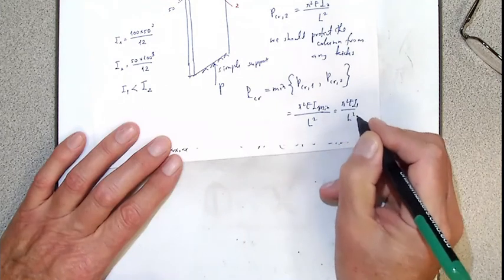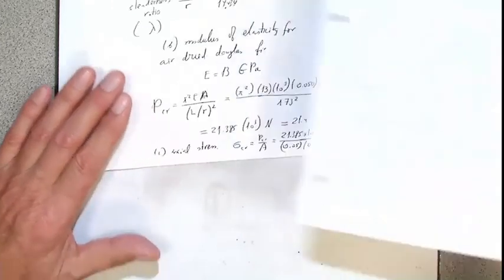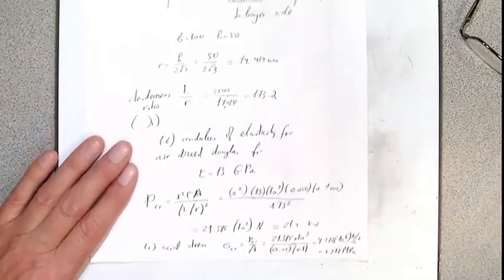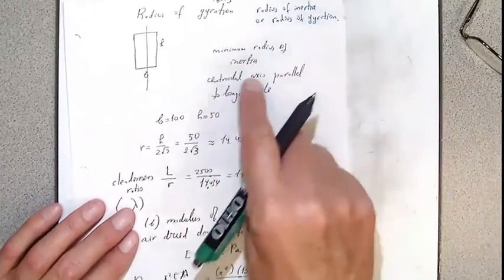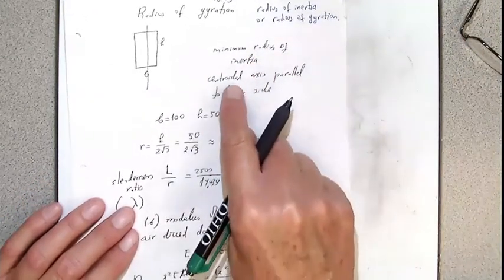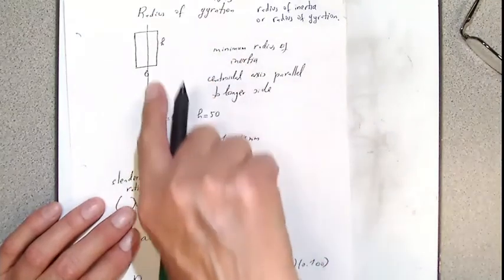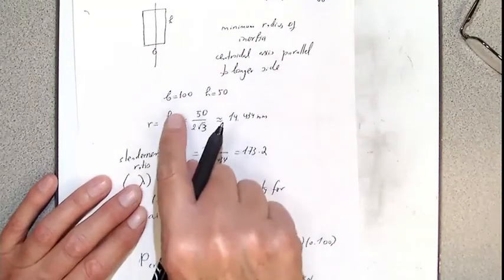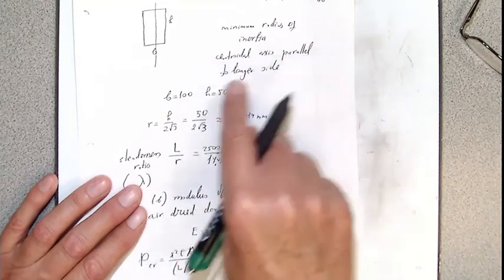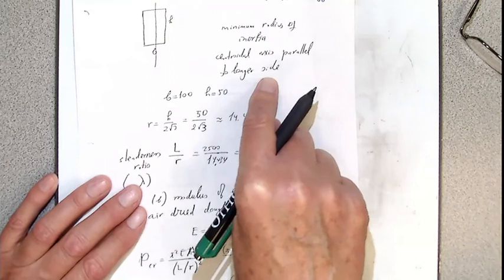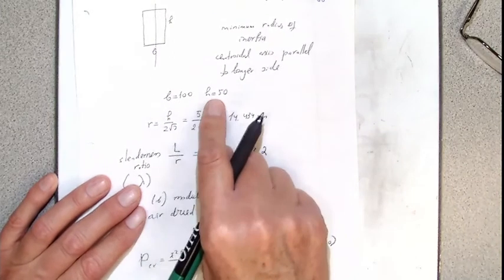over L squared. So that is 1614. Yeah, that's 1615. Radius of inertia, we wrote, minimum radius of inertia. Centroid axis parallel to longer side. So therefore, B equals 100. So we have to take centroidal axis parallel to longer side. B equals 100, H equals 50.